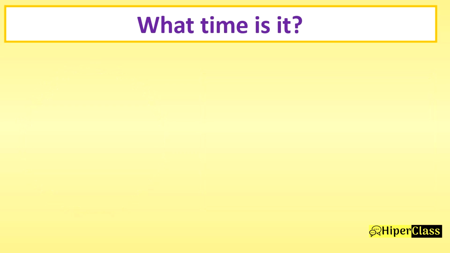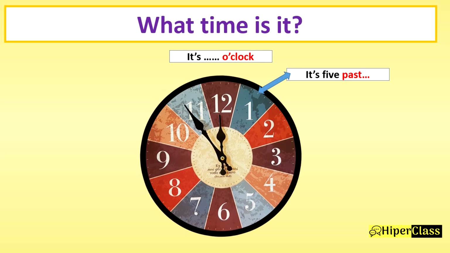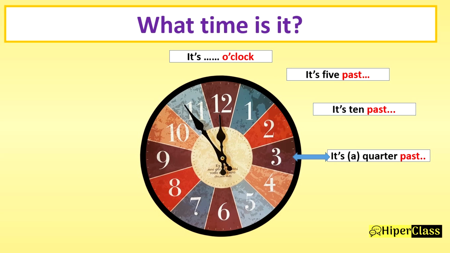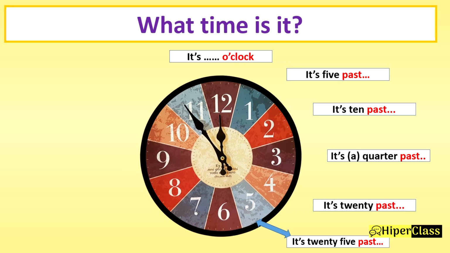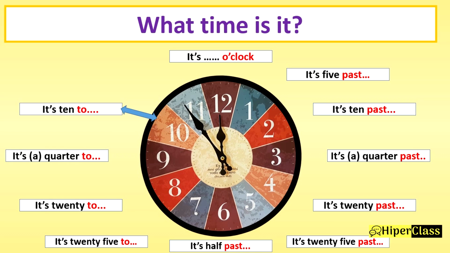What time is it? It's o'clock. It's 5 past. It's 10 past. It's a quarter past. It's 20 past. It's 25 past. It's half past. It's 25 to. It's 20 to. It's a quarter to. It's 10 to. It's 5 to.